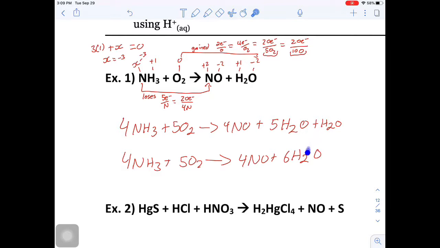And we should check if everything balances out nicely. 6 times 2 is 12. 4 times 3 is 12. Okay, so all of my elements are balanced out, and now I have 4 oxygens plus 6 oxygens gives me 10 oxygens, so that means I have 20 electrons transferring for those oxygens. And now I have 4 nitrogens.